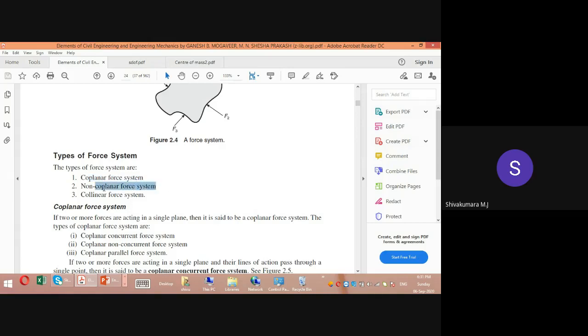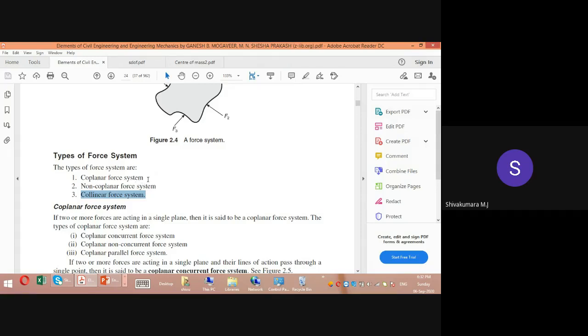If the forces are not acting in a single plane, and multiple planes the forces are acting in, such a force system is called a non-coplanar force system. So that is the second type of force system. And then the third one is the collinear force system. If the forces are acting in a single line, in the same line of action, such a force system is called a collinear force system.